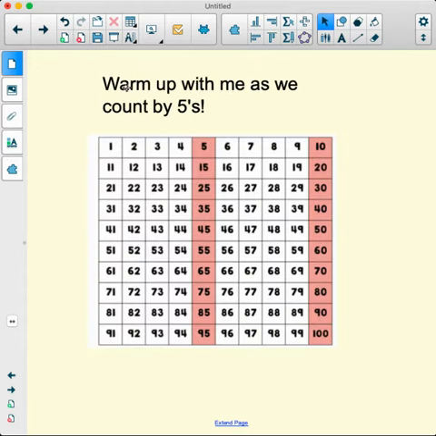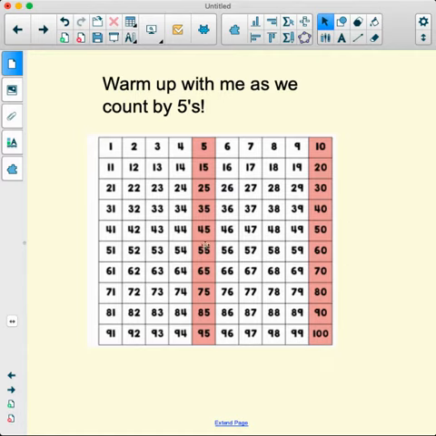Okay, so just to start off, we're going to warm up and count by fives together. So here is our hundreds chart. We've seen one of these in day one where we had it shaded by twos. And notice we have it shaded by fives now, boys and girls. So I want you to take a second. What do you notice about the pattern here, the numbers that you see?